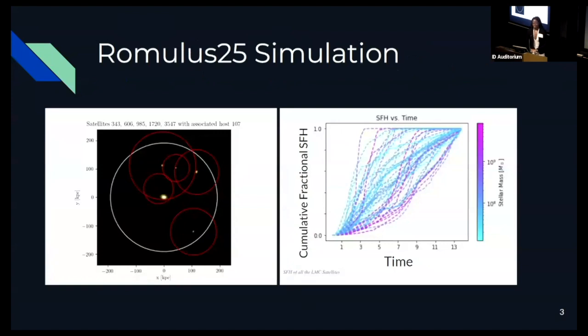And here on the left-hand side is an example of an isolated LMC analog using the Romulus simulation. It can give you outputs of isolated LMC analogs with anywhere from 0 satellites to 5 satellites. This one enclosed in the white circle is the host, and then there are 5 satellites surrounding it in the red circles. On the right-hand side of the slide is star formation history over the age of the universe within all of the satellites that were taken from our sample.